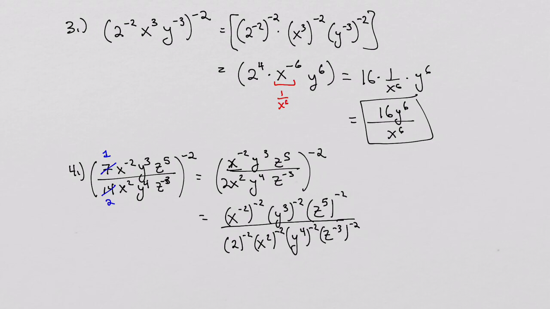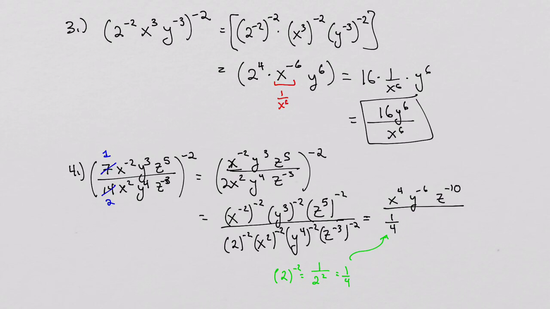It's going to save you more time, and you probably should do that if this type of problem does show up on the exam. So, next step, this will be x to the positive 4, y to the negative 6, z to the negative 10, all over 2 to the negative 2, that's 1/4. And I'm going to write a little note as to why right here. 2 raised to the negative 2, that's 1 over 2 squared, which is 1/4. So that's where the 1/4 is coming from.